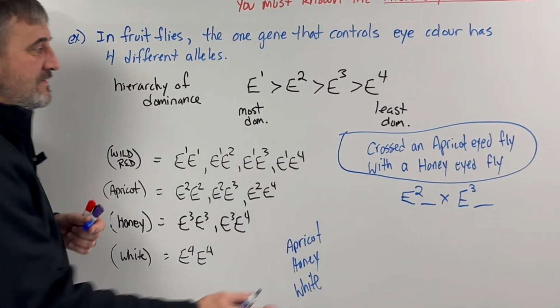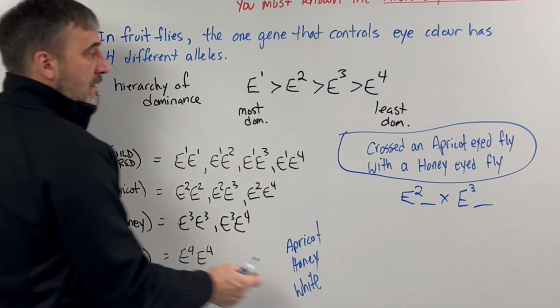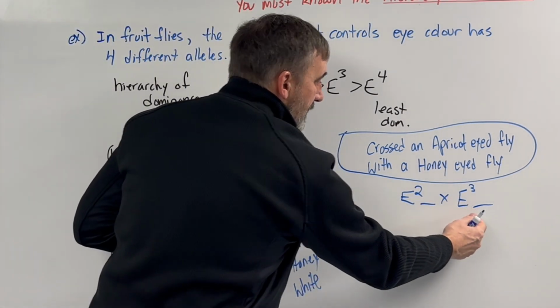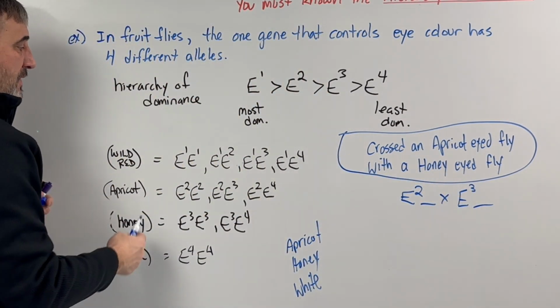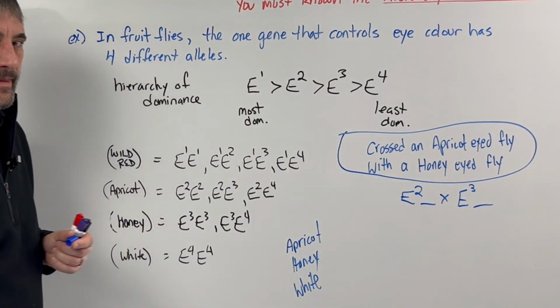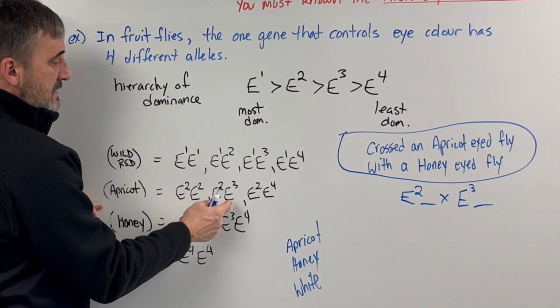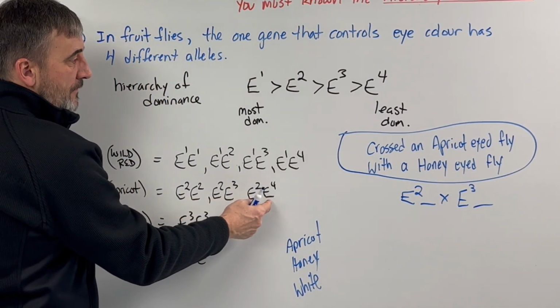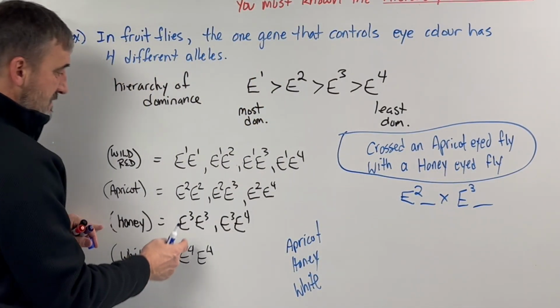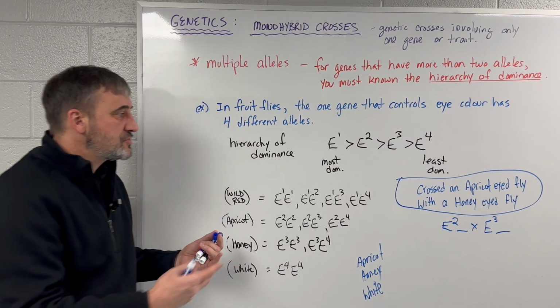I know that in this case, the second allele cannot be an E2 or an E1, because those in the hierarchy of dominance would give it a different color. Okay, so this is either an E2, E2, an E2, E3, or an E2, E4. And with this one, it's either an E3, E3, or an E3, E4. And we're not sure, right?